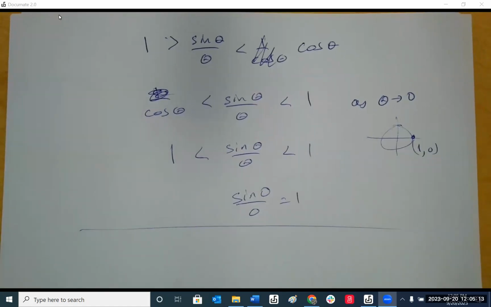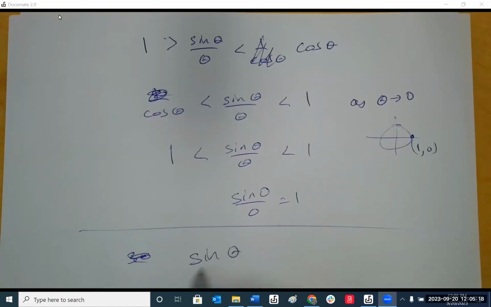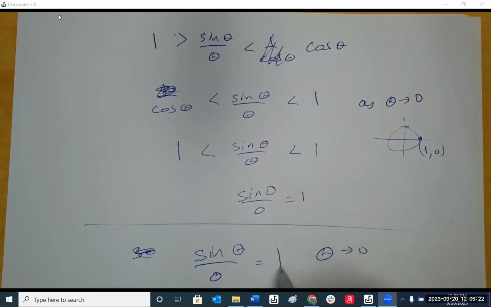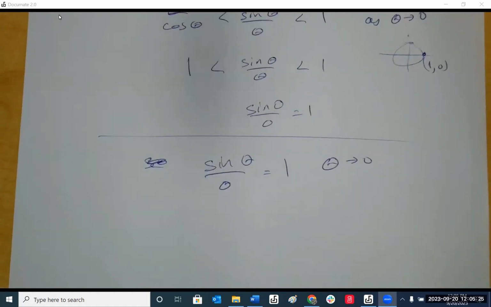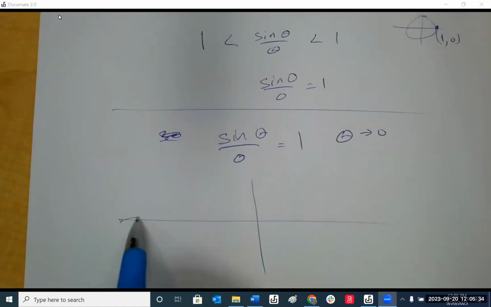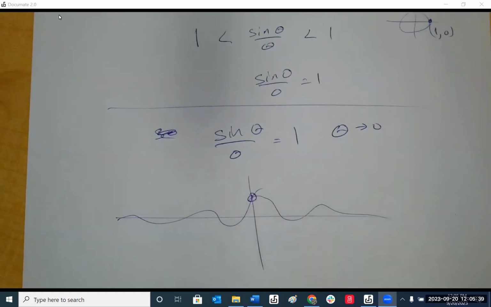So that proves the theorem for us. So whenever we see sine theta over theta, as theta goes to 0, it equals 1. No more work needed for that. And because of our graph, it doesn't matter which direction you come through, because both directions, less than and greater than, the left-hand and right-hand limits will give you the same value.